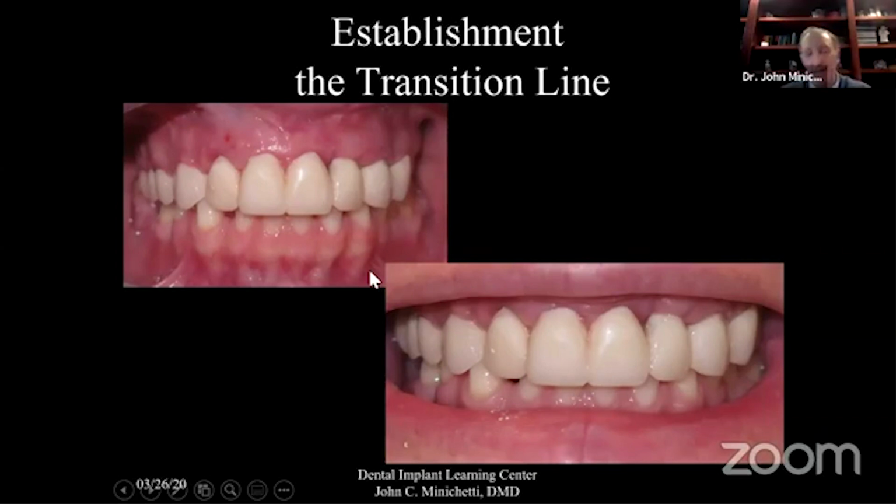This is early on. I don't have all the steps on this case. I apologize for that. I kind of go from the transitionals to the finals, but that's important in establishing an even gum line so it mirrors the patient smile line.